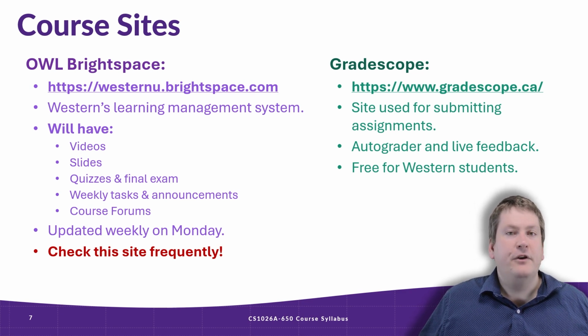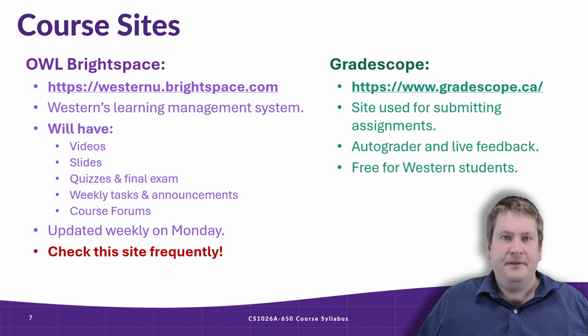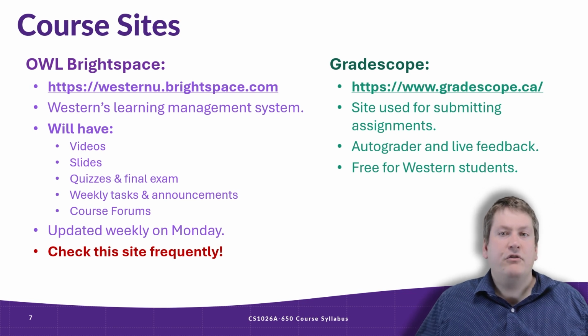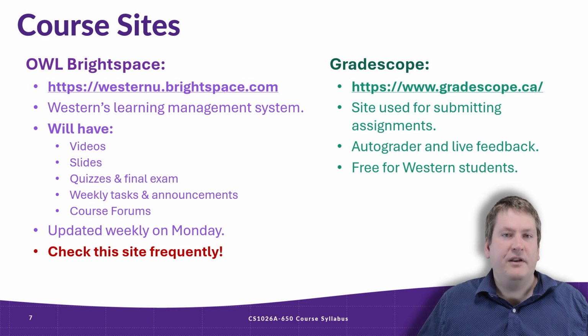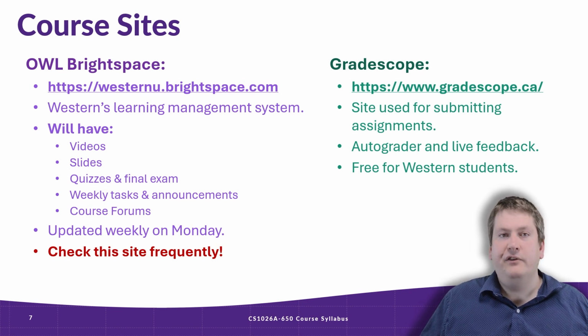The last site you need to know about is Gradescope. This is only for submitting assignments. Gradescope has an autograder that will mark your assignments and give some feedback as you're working on them. Gradescope is free for Western students, and you should be able to sign up once you're fully enrolled in the course. We'll talk more about the site once we get to an assignment in the course, and we'll go over how to use it.